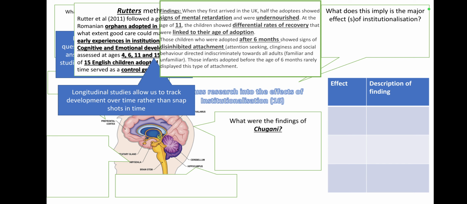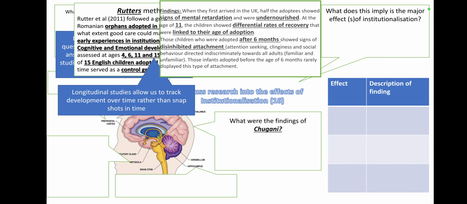By the age of 11 is where we start to see the differential rates of recovery, i.e. depending on when the child was adopted, that started to have an impact in terms of whether they could go beyond their means and change their development. So that's all we mean by differential rates of recovery. And those differential rates of recovery started to become clear and obvious by the time the child got to the age of 11. You could see who had been adopted early and who had been adopted later.